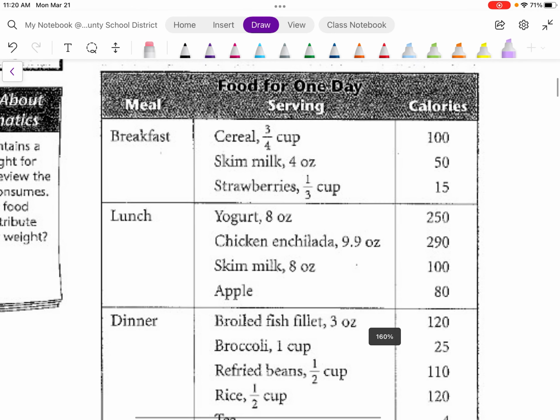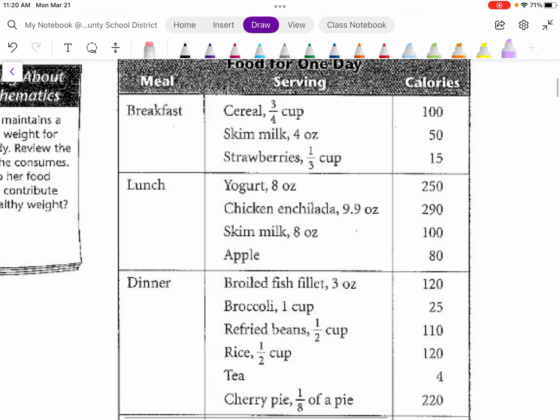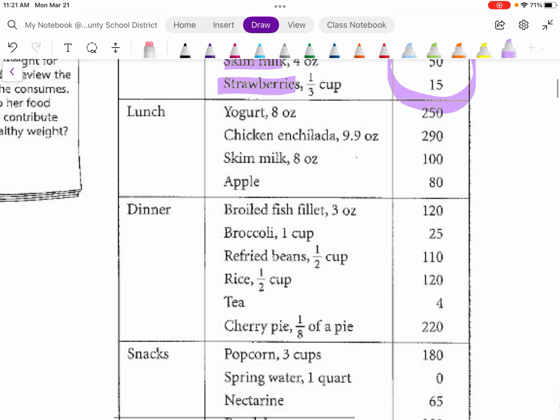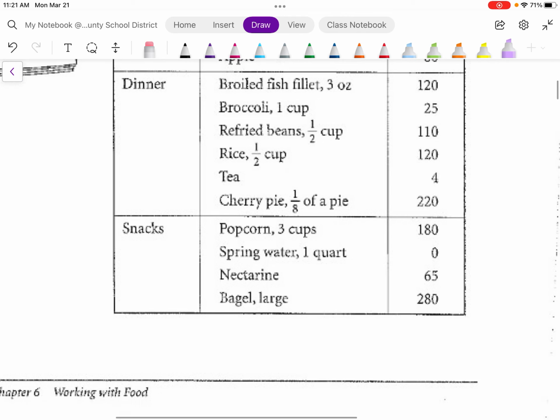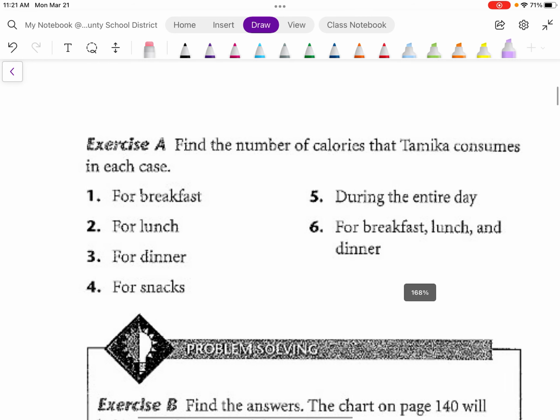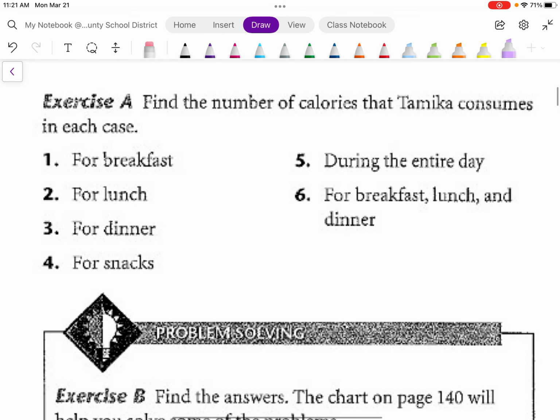So here's an example of different foods that somebody might consume in a day. So for breakfast, we have some cereal, skim milk, and strawberries, and these are the corresponding calories. So go ahead and just take a look at this table because you are going to need it for the first set of exercises on page 141. So what you're going to do for these first 6 examples is find the number of calories that we consume in each scenario.